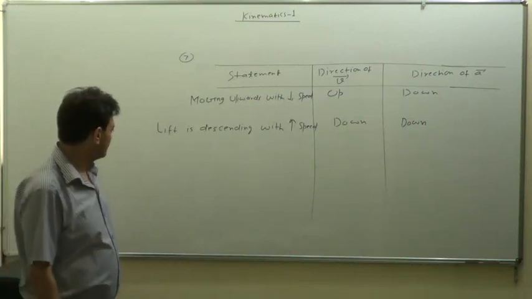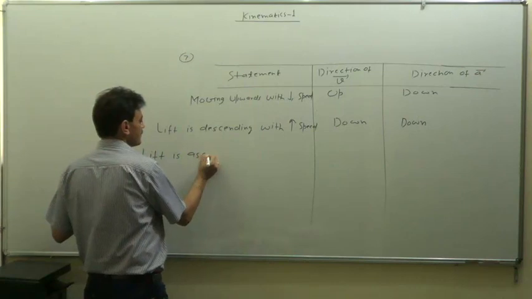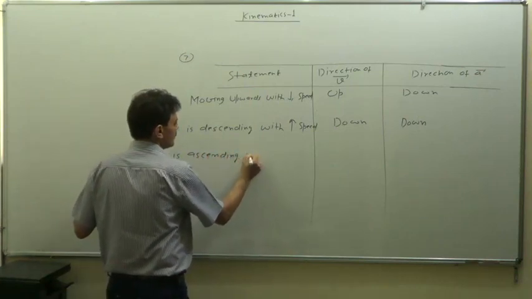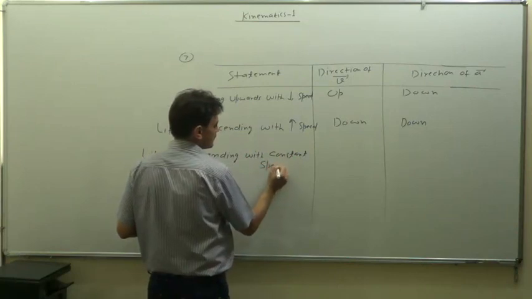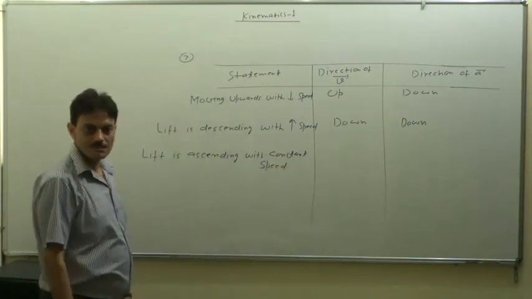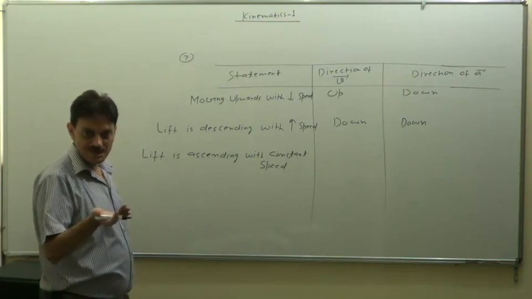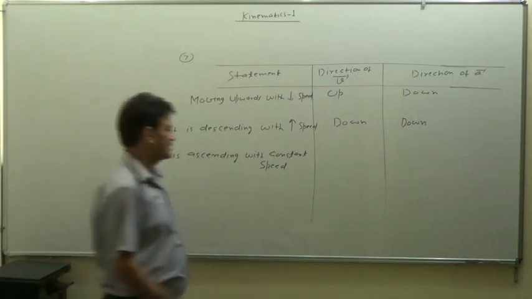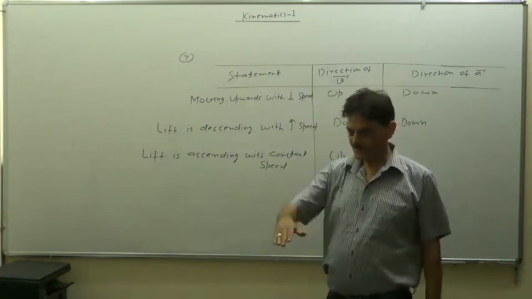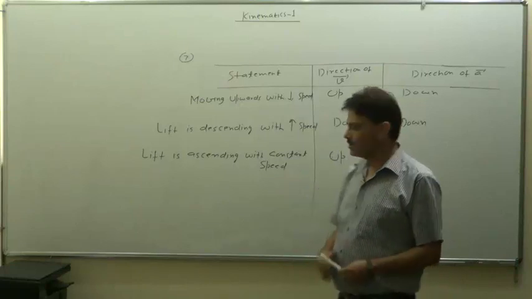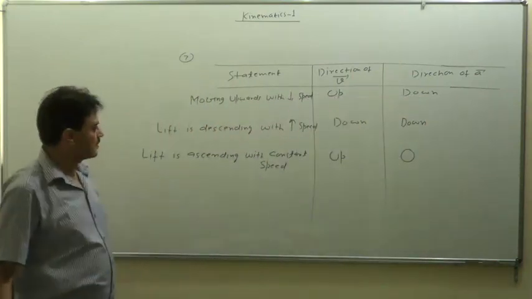Now let us write one more statement. Lift is ascending with constant speed. Lift is ascending means it is moving upwards, right? It means its direction of velocity is upwards. But it has constant speed in one dimension, so we can say that its acceleration is 0. Right? No doubt.